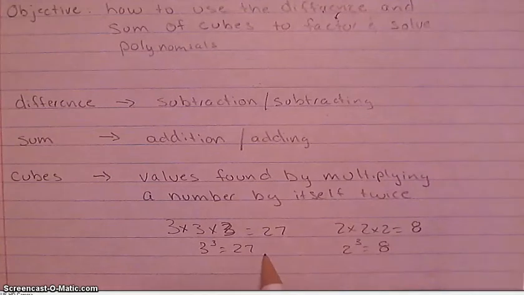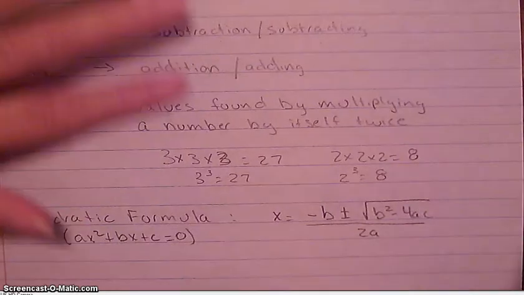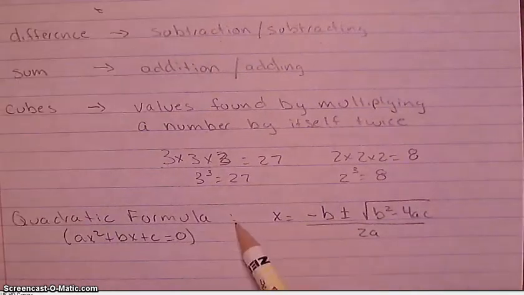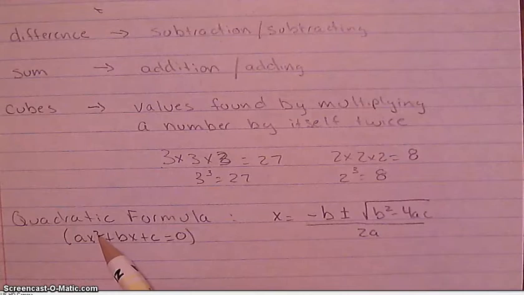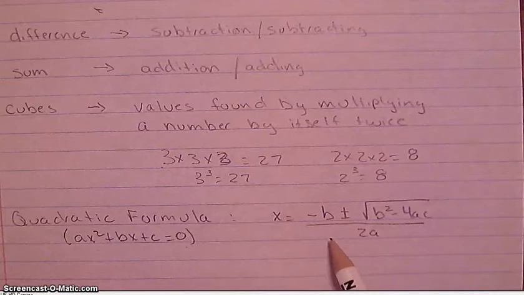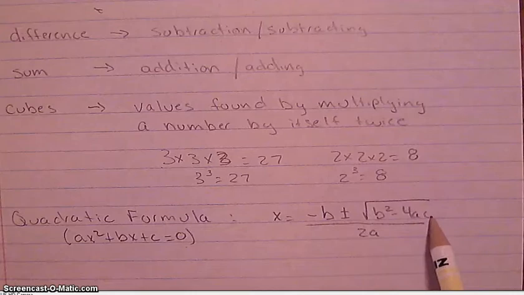So these are cubes. Okay, and another thing I want y'all to remember is the quadratic formula, which is for when we have a quadratic, something with the highest exponent of 2, written in standard form set equal to 0. If we cannot factor it, you can always solve it using the quadratic formula, which is x equals negative b plus or minus the square root of b squared minus 4ac all over 2a.